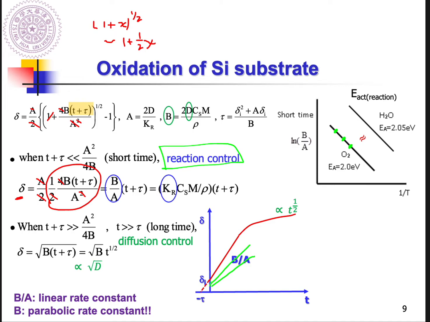Yes, because silicon, it was a silicon bond, right? Silicon bond inside the silicon substrate. You want to convert the silicon to become a silicon dioxide layer. That means you need to break the silicon bond, right?